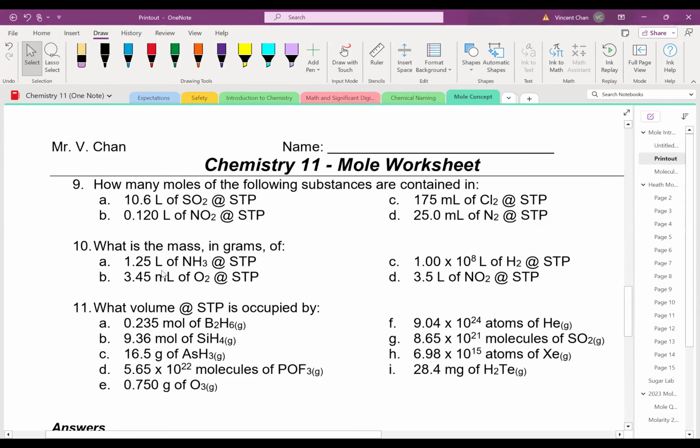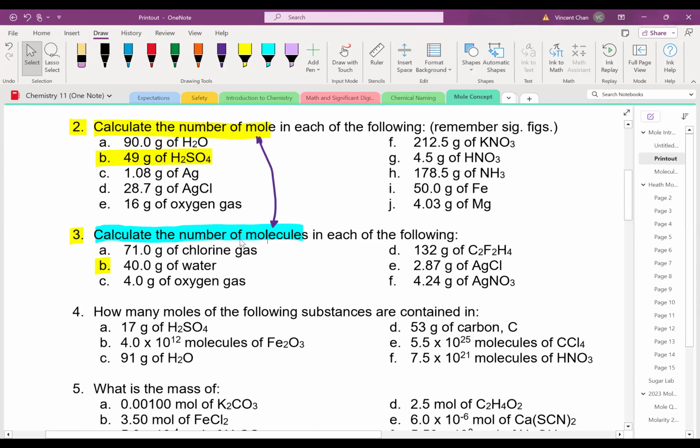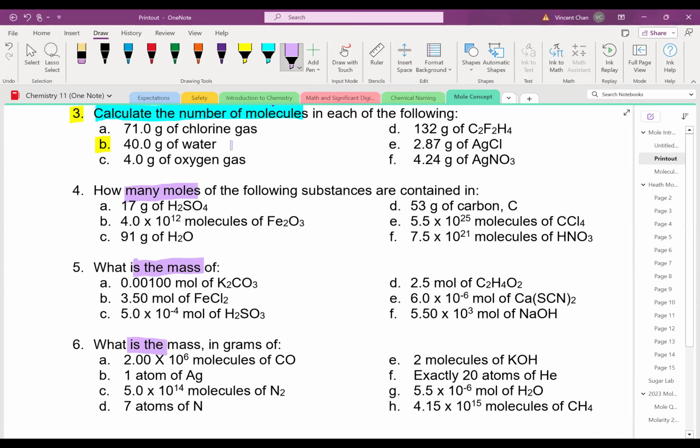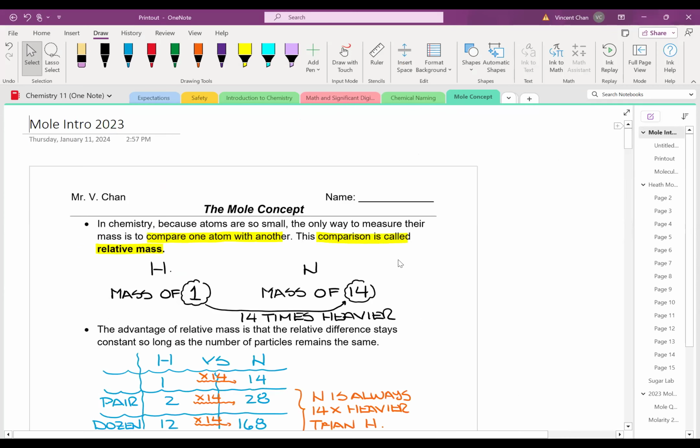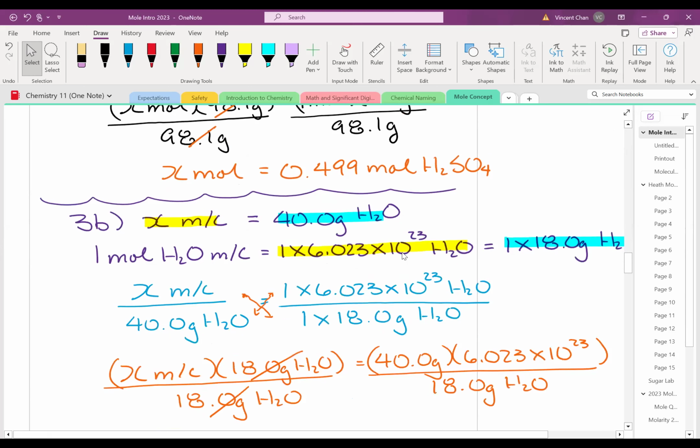Now I will be giving some homework questions, but as you are looking at these, try to take a look at the question. In this case, how many moles? What is the mass? By knowing what they're asking for, it helps you figure out how to start, in terms of what units you're going to be using for your cross multiplications.